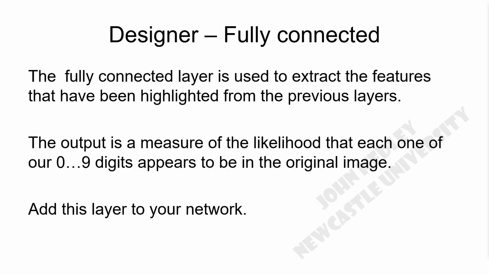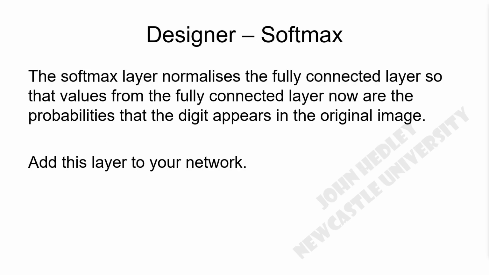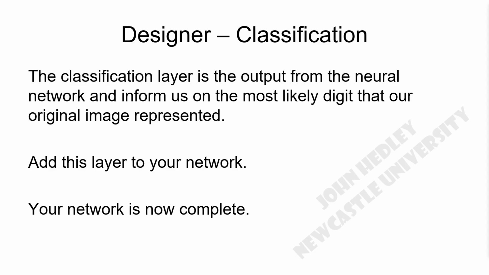The fully connected layer is used to extract the features identified from the convolution layer, i.e. filter layer. The output from this layer will be a set of values that shows us how likely it is that the original image is represented by each one of our digits. The softmax layer normalizes the values from the fully connected layer. This gives us the probability for each digit that it is represented in the original image. The classification layer chooses the highest probability from the softmax layer and outputs this as our answer to the digit recognition problem.